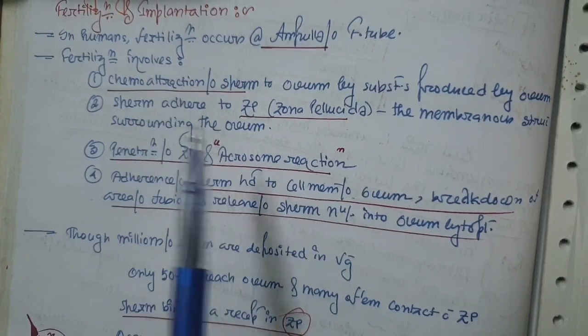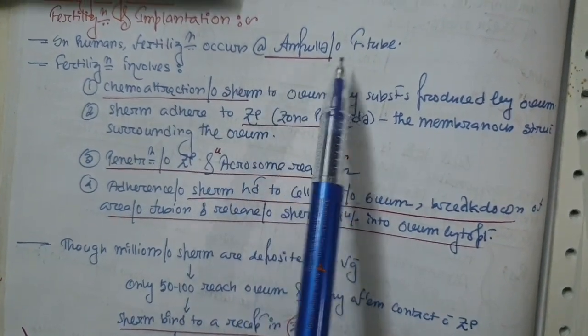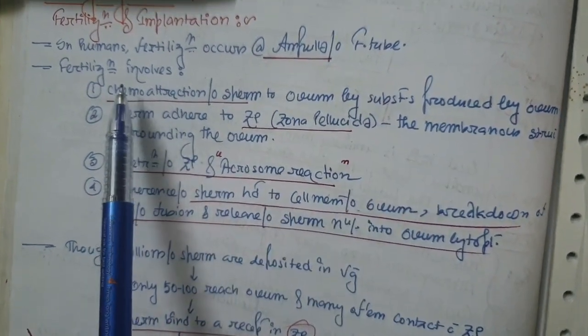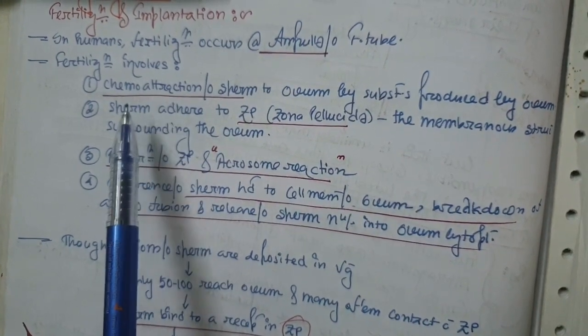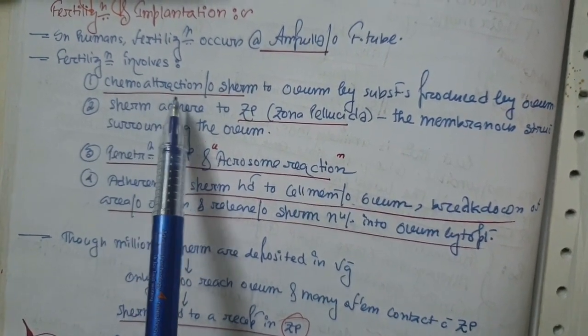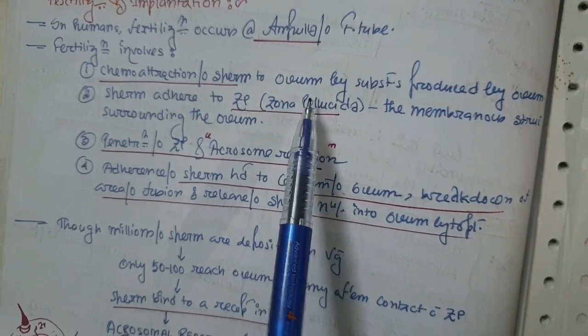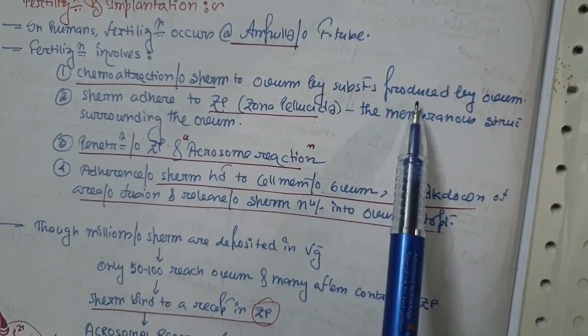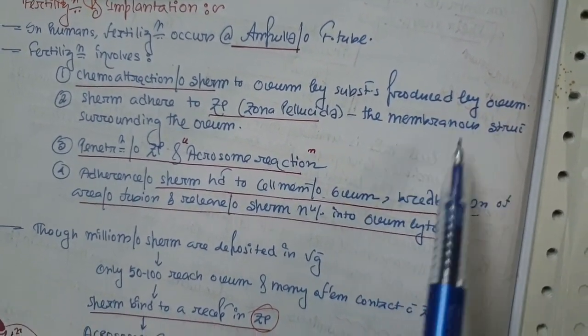In humans, fertilization occurs, we know, at the ampulla of the fallopian tube. Now the fertilization process involves, number one, chemoattraction of the sperm to the ovum by substances produced by the ovum.